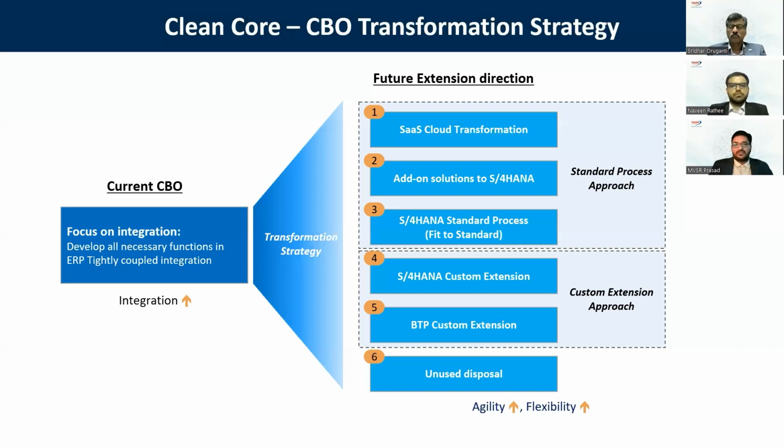Then the fourth, fifth, and sixth are the factors for transforming my custom objects to cloud-ready. Definitely, I need to understand what services I can leverage from BTP from the custom extensions point of view, and side-by-side extensions for S4HANA. Again, that's going to be on BTP. And any code that is not being used in production, for example, we need to dispose of, so that there is no burden on your transformation journey or in the cloud-ready aspect. So this is one example of how the CBO can be transformed to the cloud-ready approach.